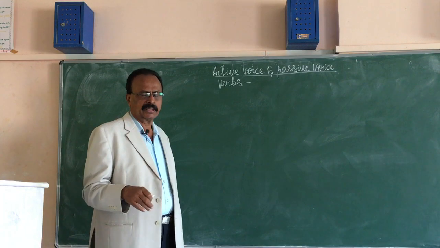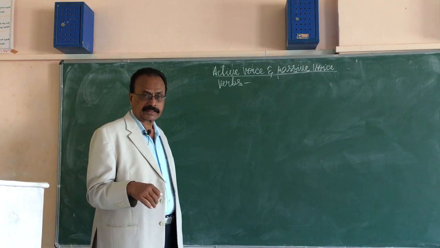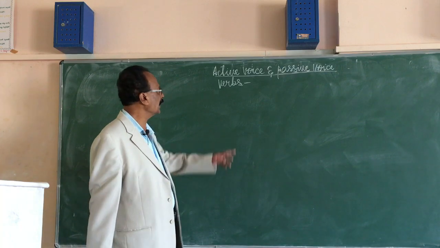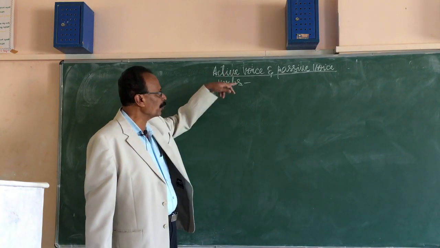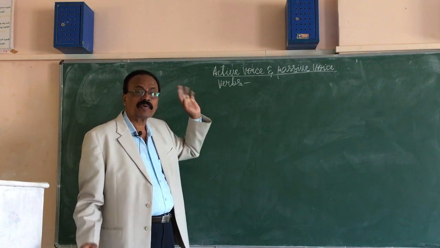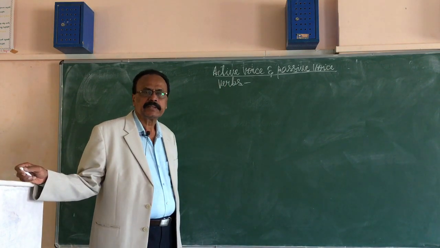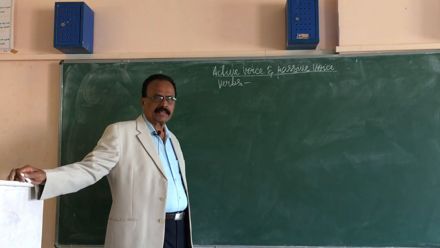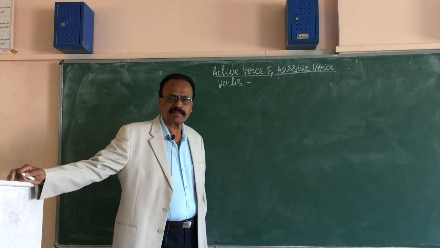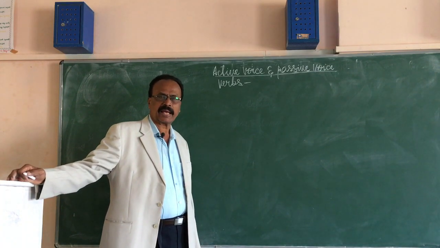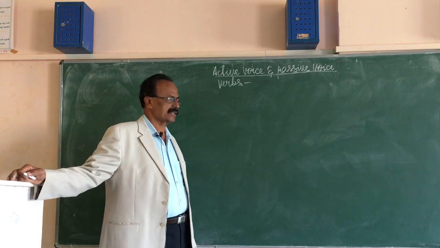Some verbs or most verbs can be written in two ways. One is the active way and the other one is the passive way. If the verb is written in active way, it is called active voice. If it is written in the passive way, it is called passive voice.